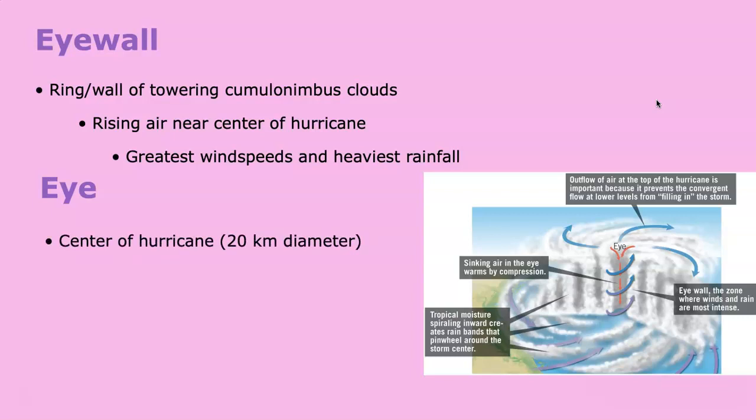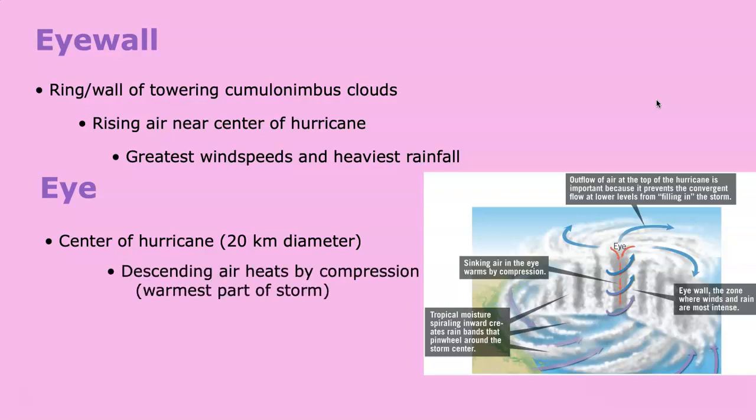The eye, on the other hand, at the center of the hurricane, is the calmest part of the storm, and it can be as much as 20 kilometers in diameter. It has descending air, because all that air going up has to eventually go somewhere. It goes down, and it's actually warm. It's compressed air because it's sinking, and it's the warmest part of the storm. Precipitation and wind actually stop.